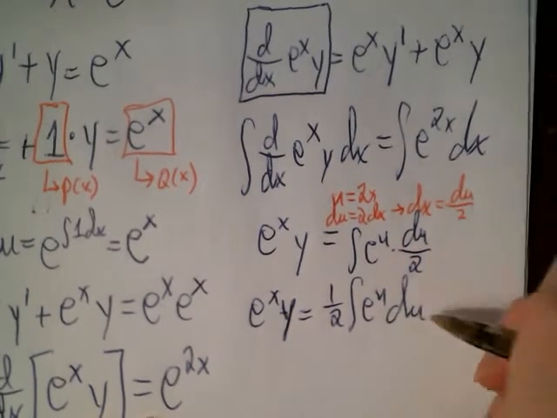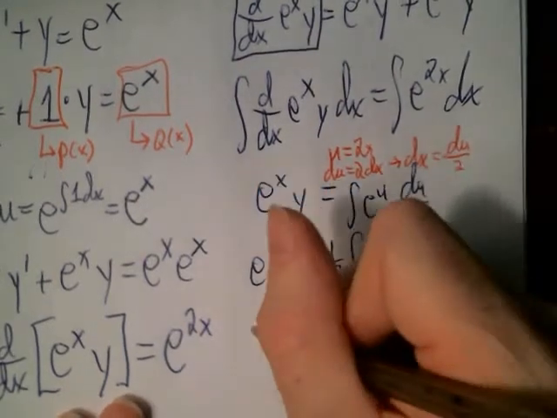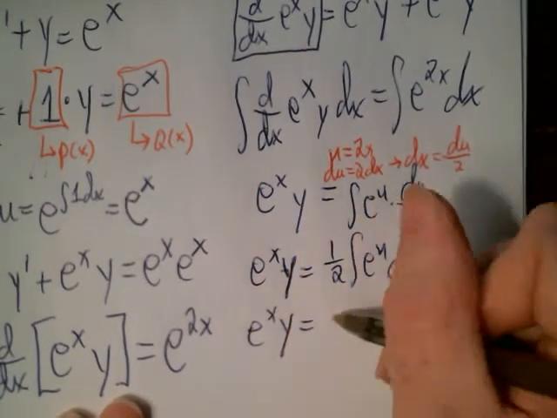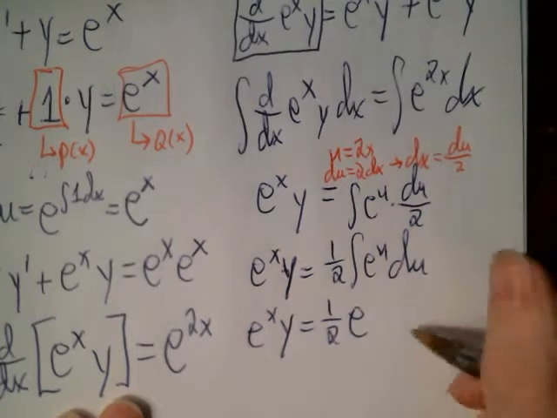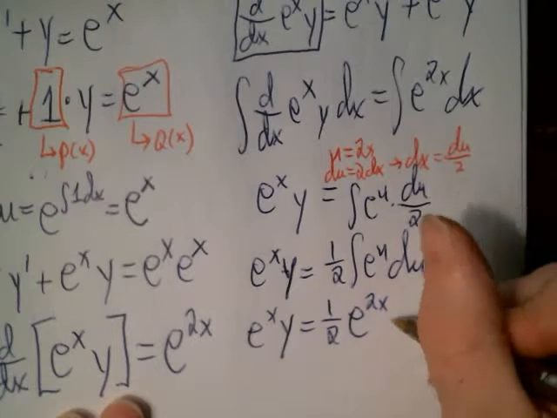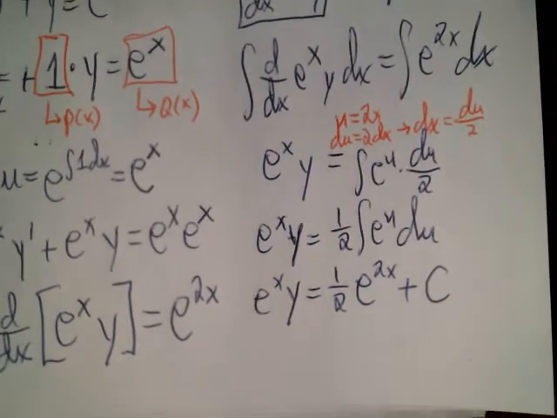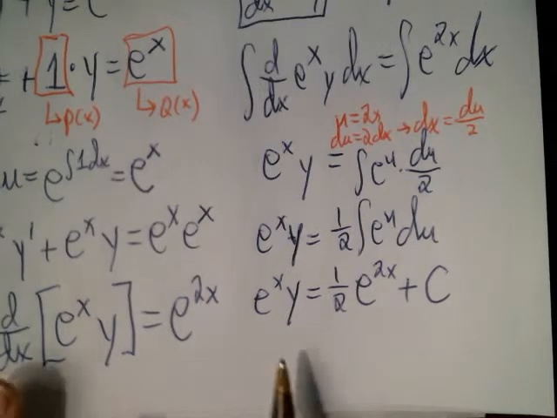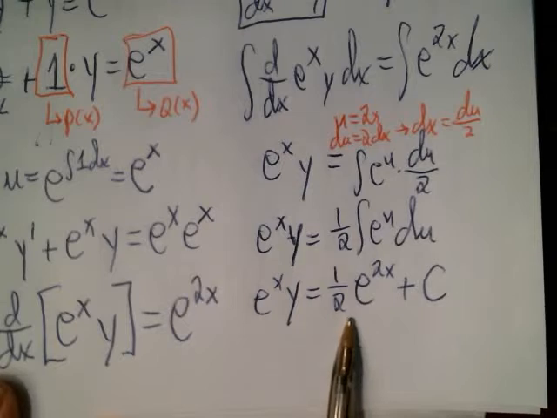And then the integral of e to the u is just e to the u, right? So I get e to the x, y equals 1/2 e to the u. And then if you back substituted, that's 2x. And then we can include an integration constant. Okay, ideally we want an explicit solution, so I'll divide both sides by e to the x.